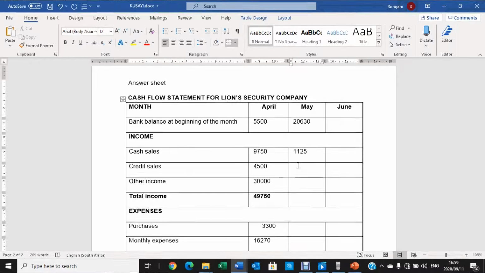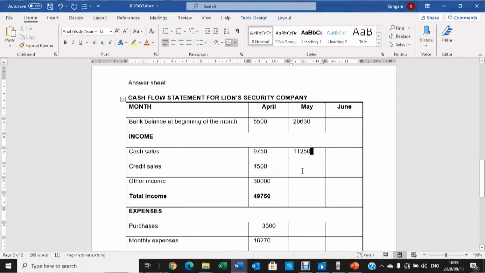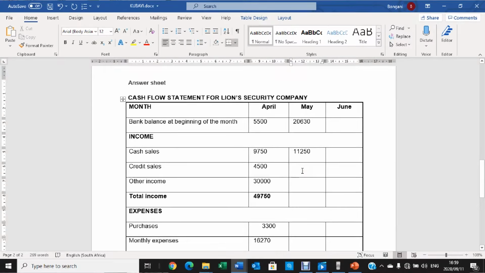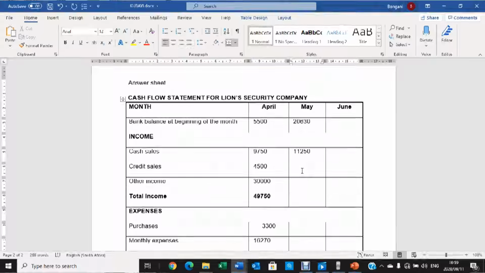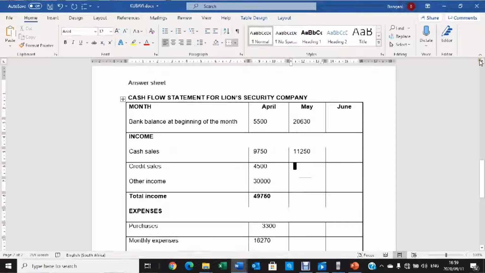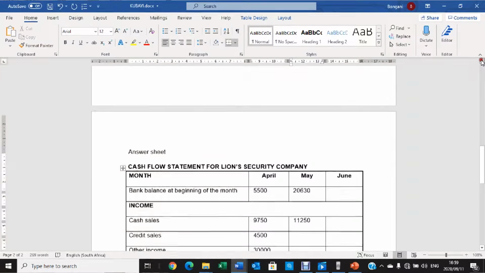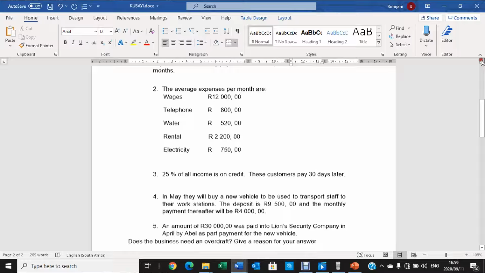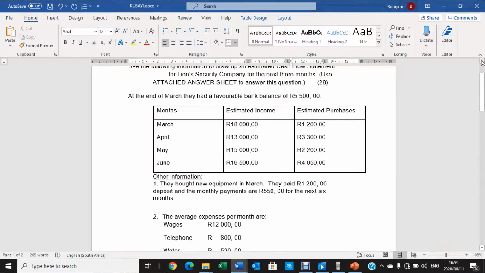11,250. And then we move to the credit sales. Credit sales, we are told that after 30 days, they are going to receive cash, which was sold in the previous month. Then we go back to our estimated sales. Estimated sales for which month? For the previous month. Previous month, which one was it? It was April.